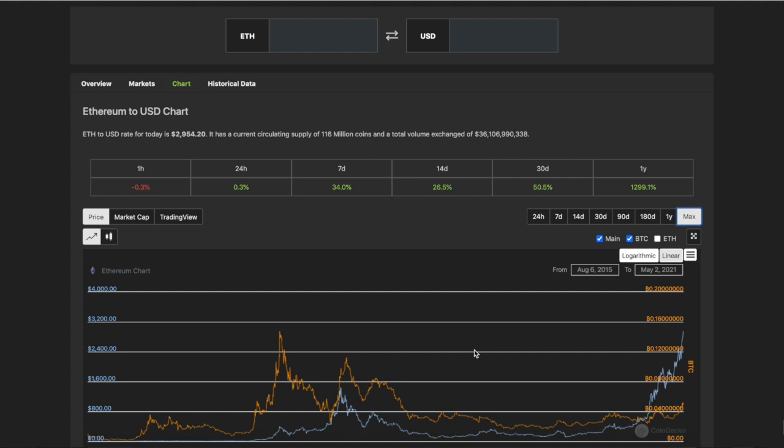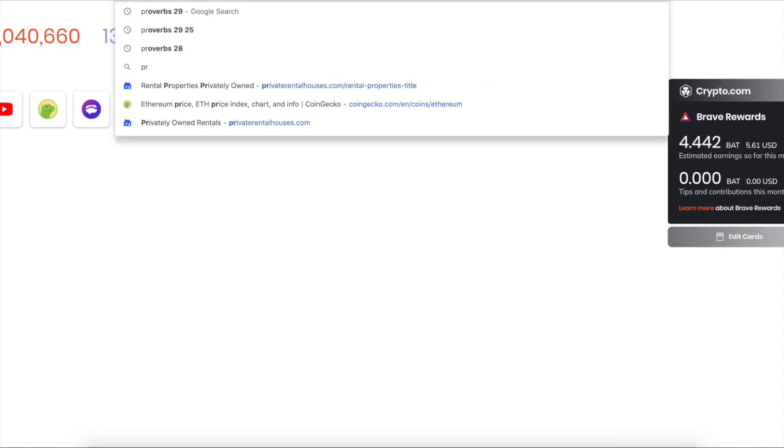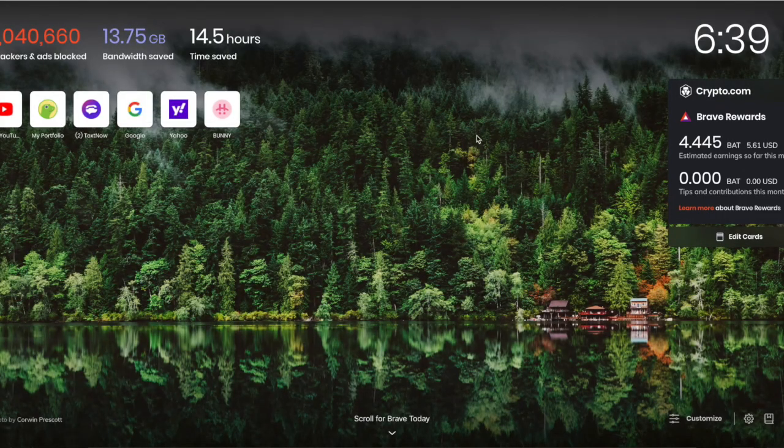Again, this is not financial advice. I'm not a financial advisor. This is just my opinion. This is just what I see. This is just what my eyes see. So if you guys think I'm crazy, go ahead.